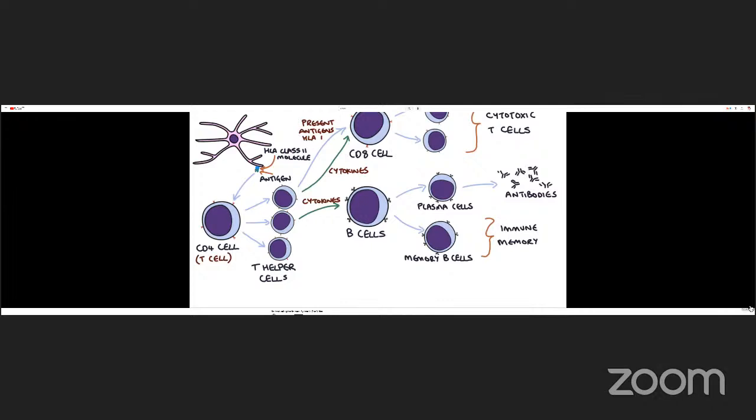The T helper cells also travel to areas of infection and secrete cytokines that help to recruit monocytes and macrophages to the infected tissue and activate the macrophages to cause inflammation and start the process of phagocytosis.